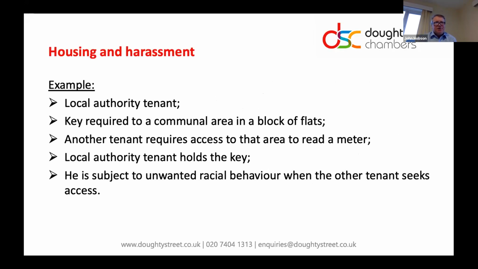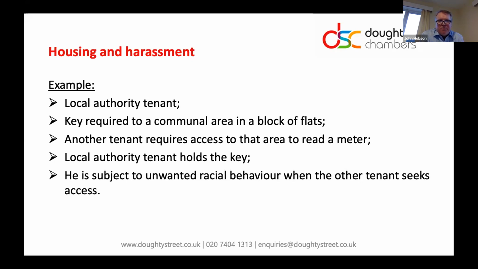Just thinking back to practical scenarios again, and to think of a practical practice on a weekly and daily basis, if you like. It's a scenario that I'm just looking at the moment. So we've got a local authority tenant. A key is required to a communal area in a block of flats in which the tenant lives. Another tenant requires access to that area to read a meter.